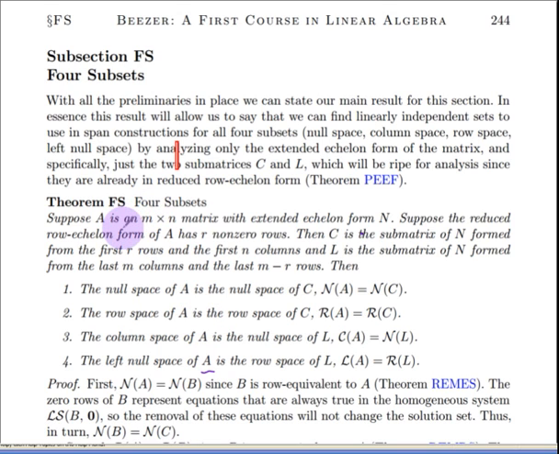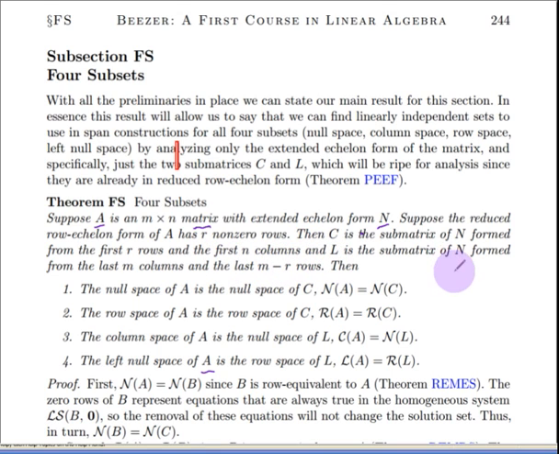So back up and make sure we have all our conditions correct. Suppose A is any m by n matrix, and suppose the extended echelon form is N. Suppose the reduced row echelon form of A has r non-zero rows. Then C is the submatrix of N formed from the first r rows and the first n columns, and L is the submatrix of N formed from the last m columns and last m minus r rows.